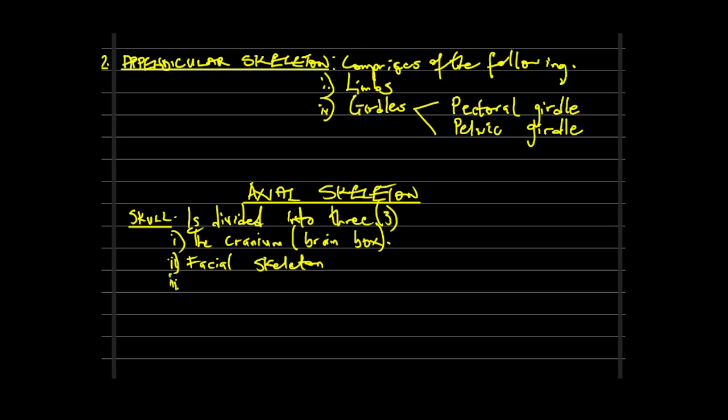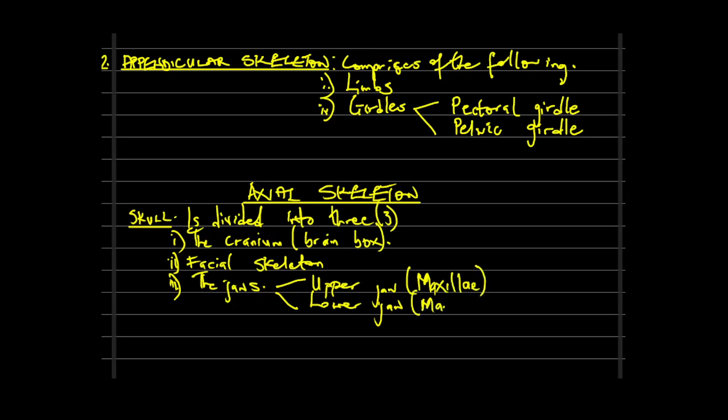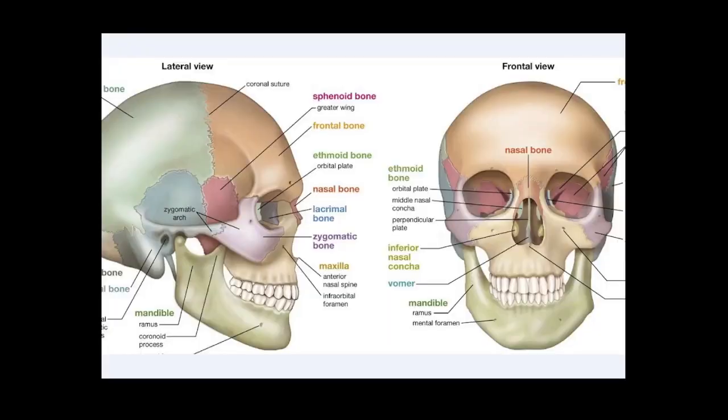And thirdly, we have the jaws. These jaws are two in number: the upper jaw and the lower jaw. The upper jaw is also called the maxillae, and the lower jaw is called the mandible. So this is what we are talking about. This is what the skull looks like.